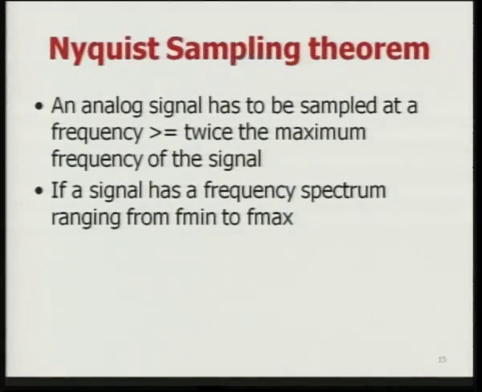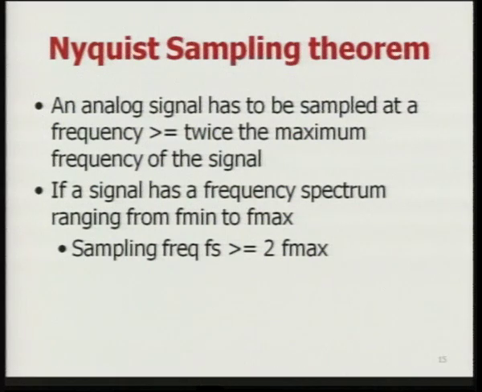If a signal has a frequency spectrum ranging from some f min to f max, say from 0 to 500 hertz, so 0 would be my f min and 500 would be my f max, then the sampling frequency fs must be greater than or equal to twice f max. So, if I took this example of 500 hertz, twice f max would be 1000 hertz. So, my sampling frequency should be greater than or equal to 1000 hertz.